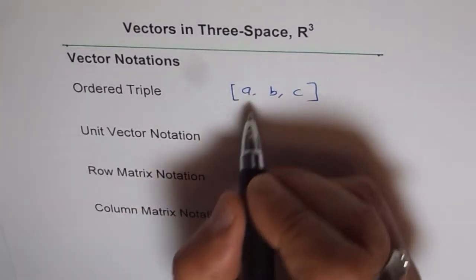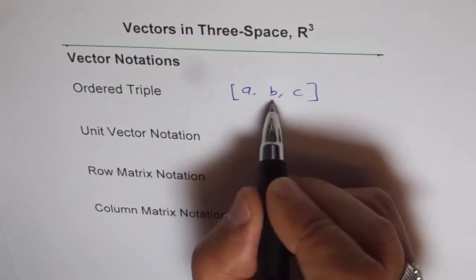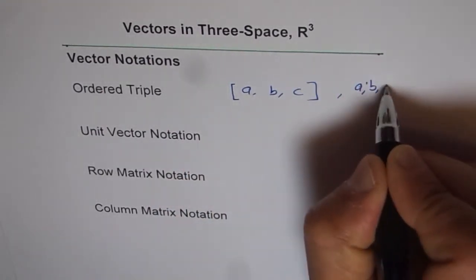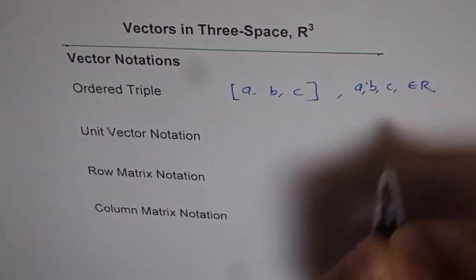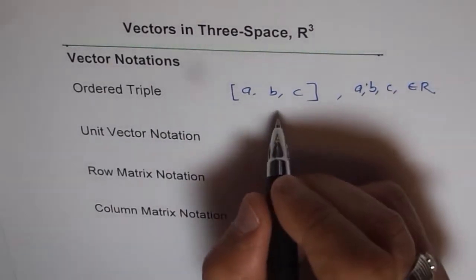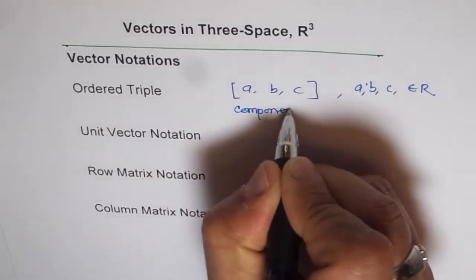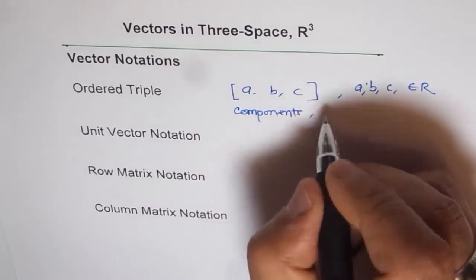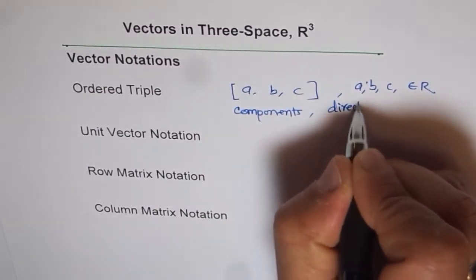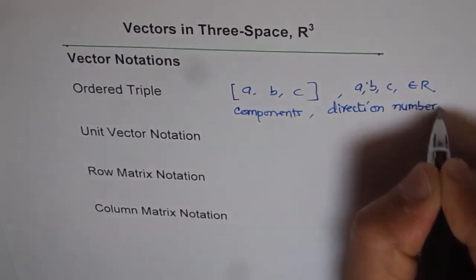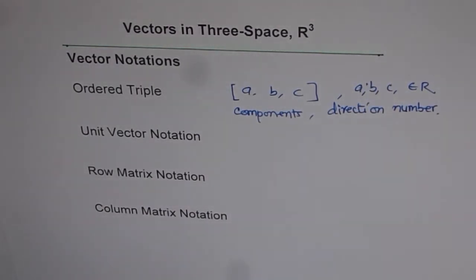and they signify the direction numbers. So a, b, c belong to the real numbers. They're called components, and they're also referred to as direction numbers. I'd like you to make a note of these. This is just the very first lecture on notation.